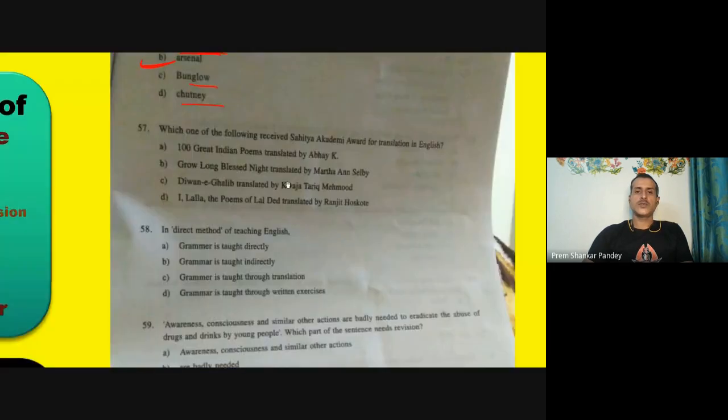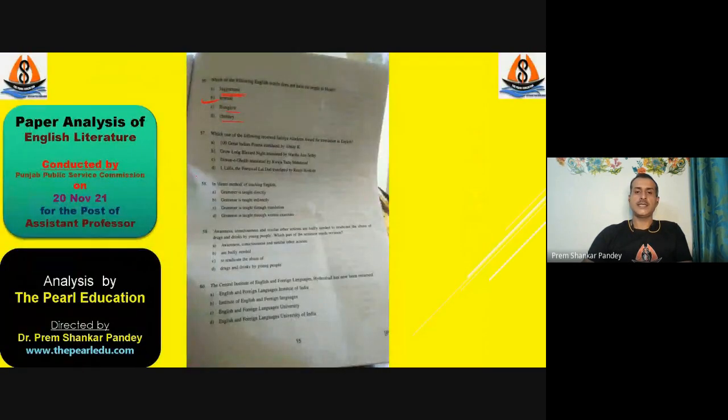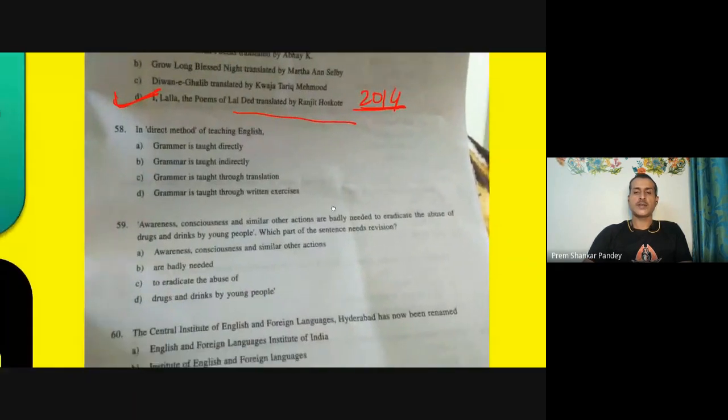Okay, next question. Which of the following received the Sahitya Akademi Award for translation in English? "100 Great Indian Poems" translated by Abhay Kumar, "Grow Long Blessed Night" translated by Martha Ann Selby, "Diwan-e-Ghalib" translated by Khwaja Tariq Ahmad, or "I, Lalla: The Poems of Lal Ded" translated by Ranjit Hoskote. The right answer here is D. He got the Sahitya Akademi Award in the year 2014 or 15, I think. Kindly confirm. I think it's 2014.